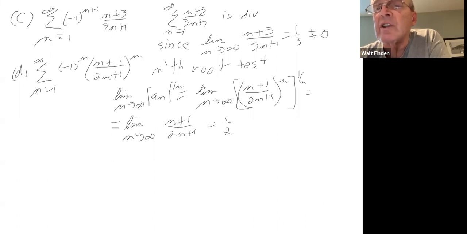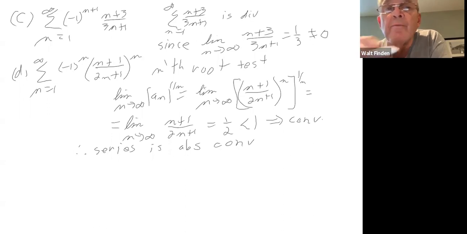We have to know how to interpret each of these tests. The nth root test says that if this limit is less than 1, that implies convergence. And since we applied it without the minus signs, therefore this series is absolutely convergent. And we are done. There's D.